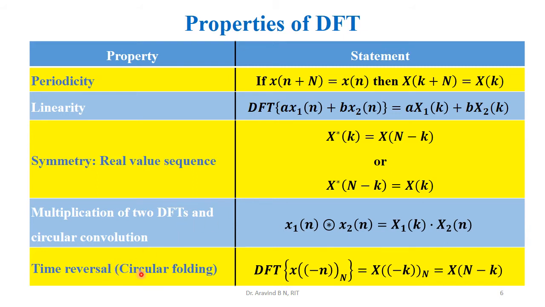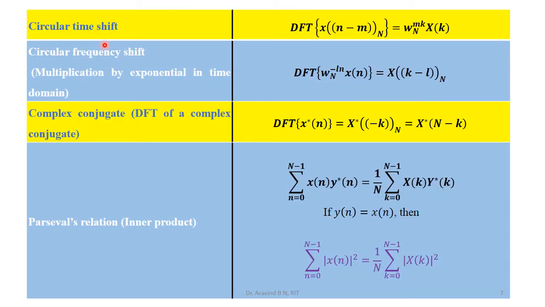Time reversal, also known as circular folding. DFT of x of minus n with respect to N is equal to X of minus k with respect to N, that is equal to X of N minus k. Circular time shift, DFT of x of n minus m with respect to N is equal to omega_N^{mk} into X of k. Circular frequency shift, also known as multiplication by exponential in time domain, DFT of omega_N^{-ln} into x of n is equal to X of k minus l with respect to N.